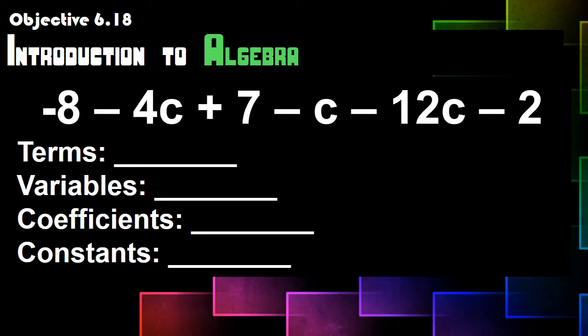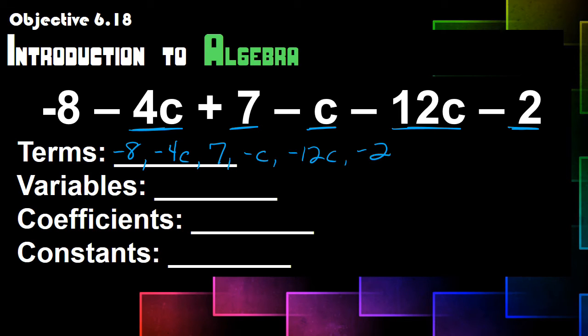So let's go ahead and figure out what all of our terms are. Our terms here: we have -8, we have 4c, 7, we have c, and that's nice. So here we go with our terms. We have -8, we have 4c, but since it's subtraction, let's put -4c. We have 7, we have -c, we have -12c, and we have -2.